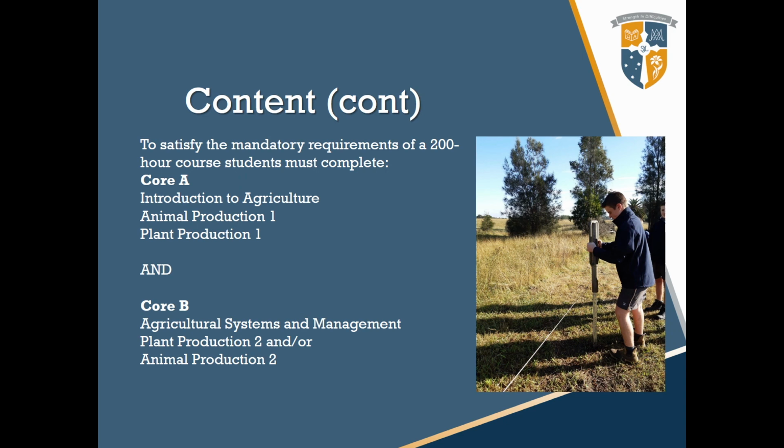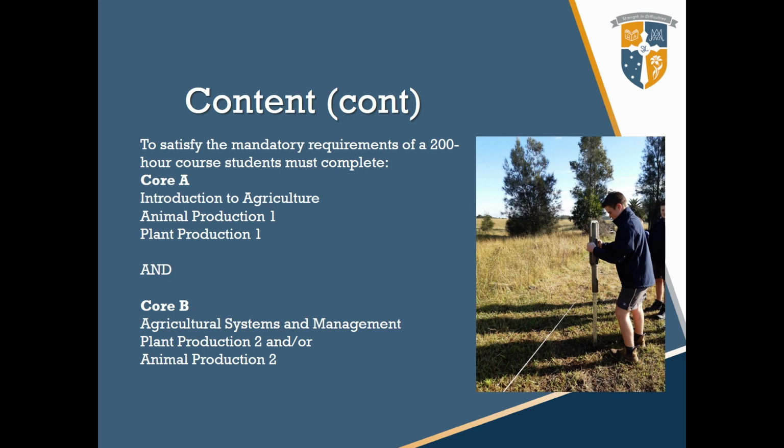Okay, content continued. To satisfy the mandatory requirements of this 200-hour course, students must complete Core A, as I mentioned before, an introduction to agriculture, and they'll do animal production 1 and plant production 1. At the moment, students are completing animal production. The animal they're focusing on is beef cattle. And in plant production, as I mentioned before, they're looking at a veggie garden.